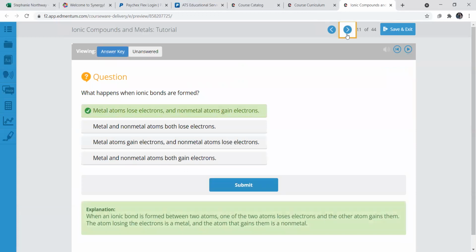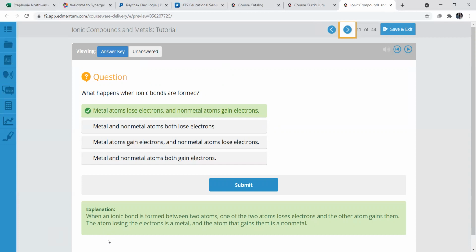Okay, so I will read this question. What happens when ionic bonds are formed? Metal atoms lose electrons, non-metal atoms gain electrons. That is the main thing that occurs when ionic bonds are formed. So like an ionic compound, ionic bond, ions, all that. Okay, so yeah, the metals will lose electrons and non-metals gain them.